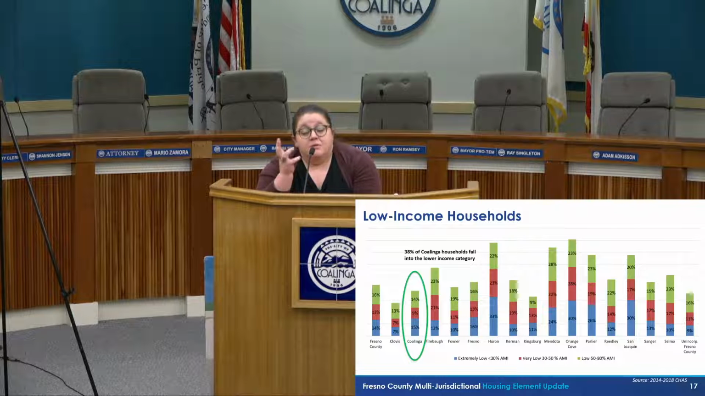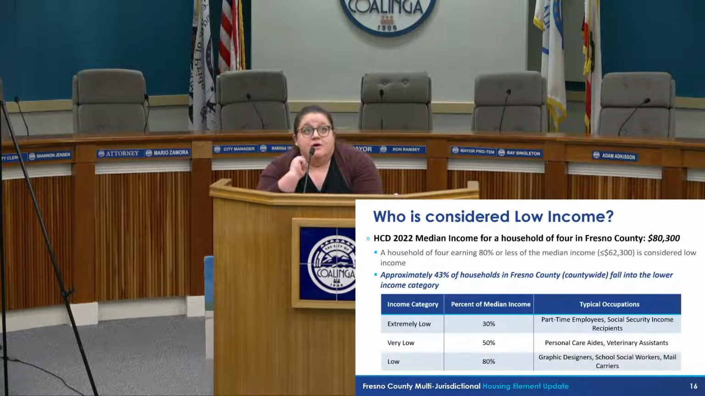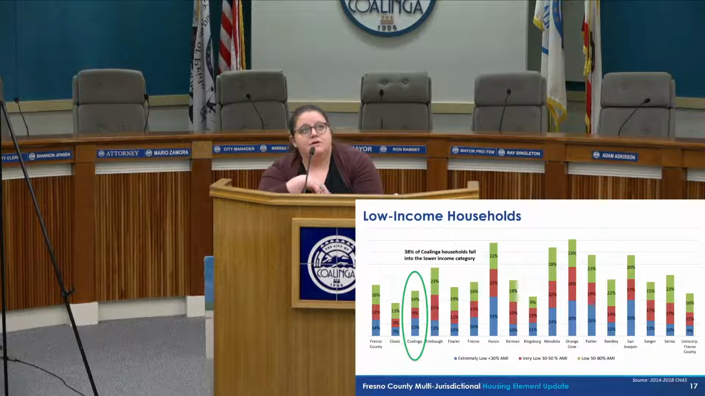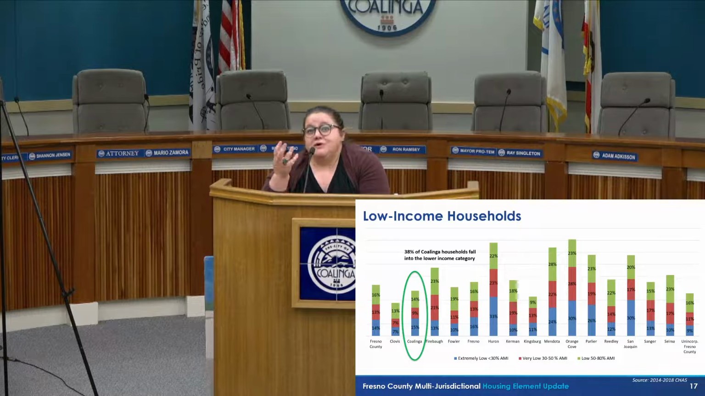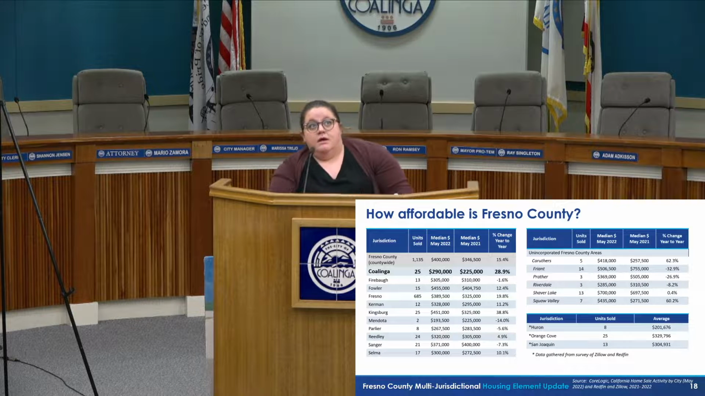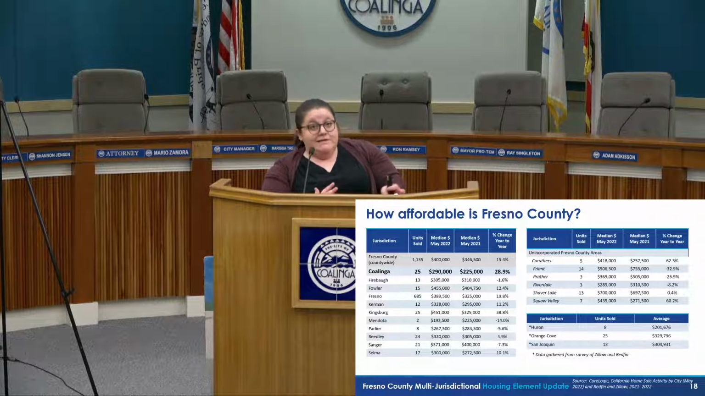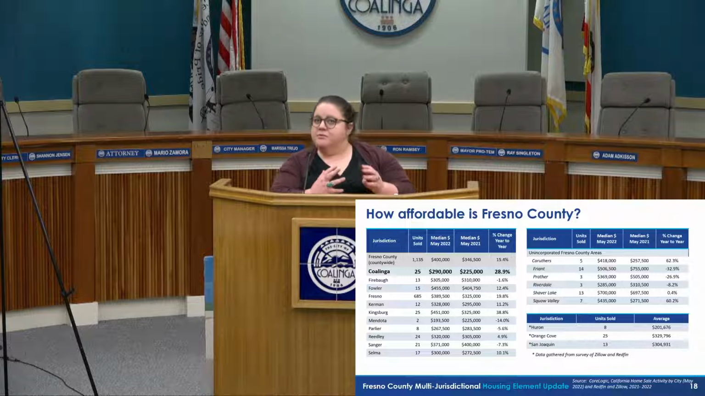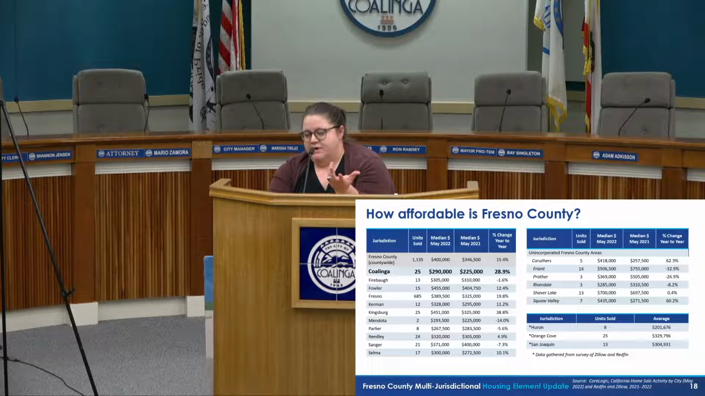So, low-income households, we said earlier 43% of the households in the county are low income. What is that in Coalinga? It is 38% of the households that fall into that category, and it's pretty evenly split amongst the 3: extremely low, very low, and low. So 38% of your Coalinga households fall into our lower income category. And then furthermore, how affordable is Fresno County? Now that we've talked a little bit about income, what are housing prices looking like?